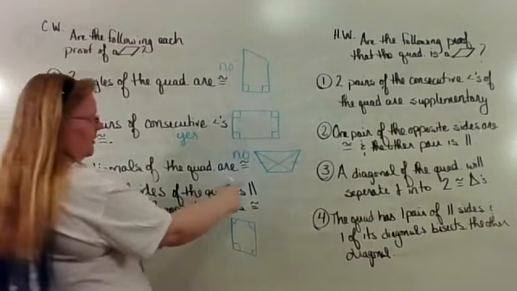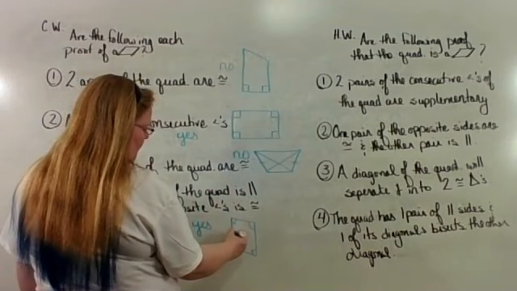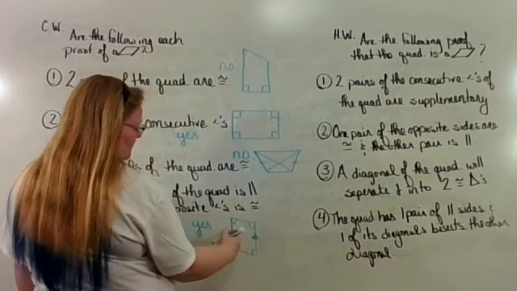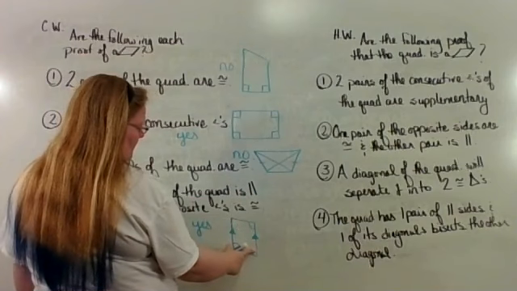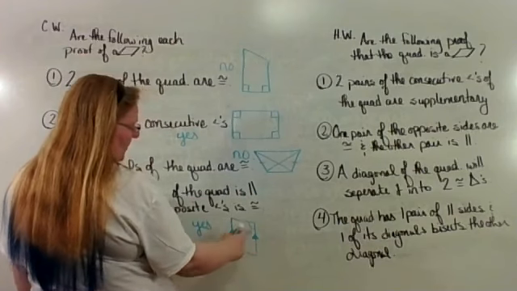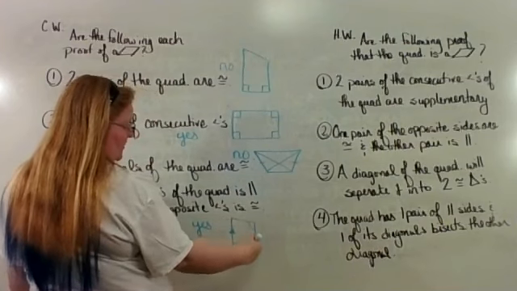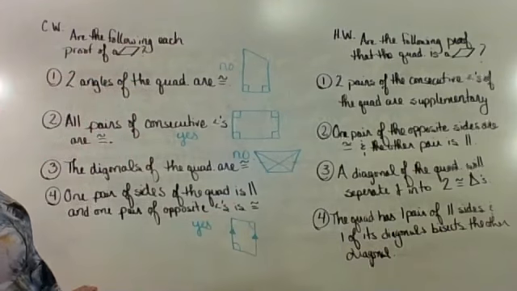Because of this parallel part, so when you have one that's parallel, and they give you opposite angles congruent, that means that we're going to end up with some other parallel and opposite angles congruent.